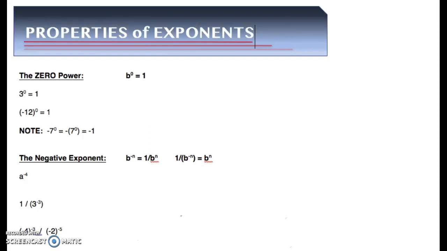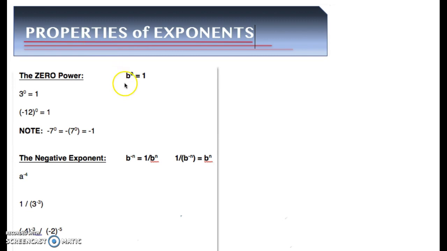Hi, for this video we are going to familiarize ourselves with some properties of exponents. And as we work through the properties of the exponents, we're just going to do a few examples just to demonstrate the property. The first property that we're going to look at is called the zero power.